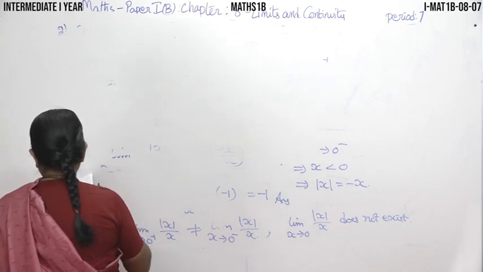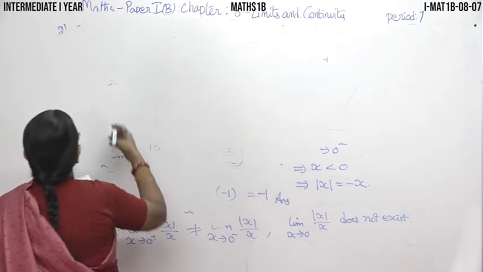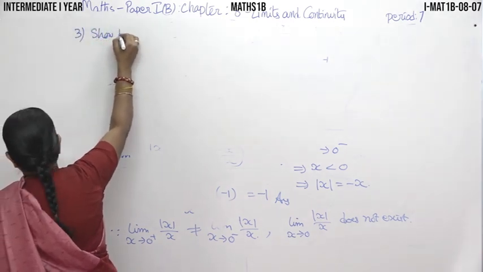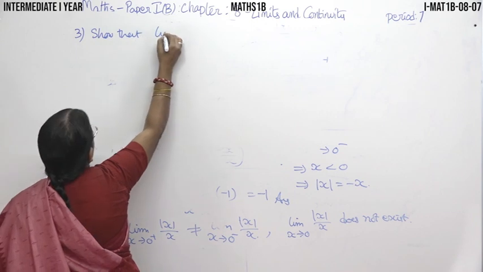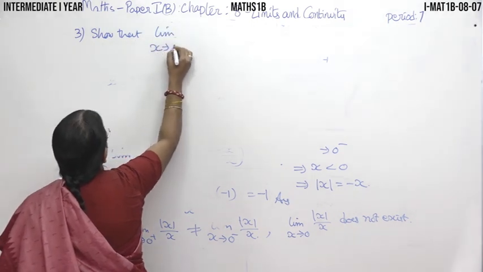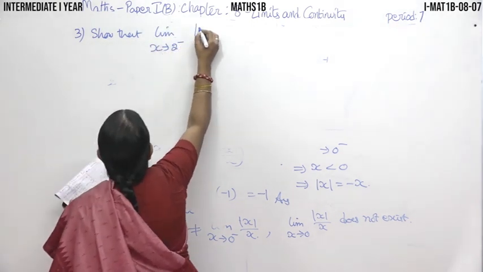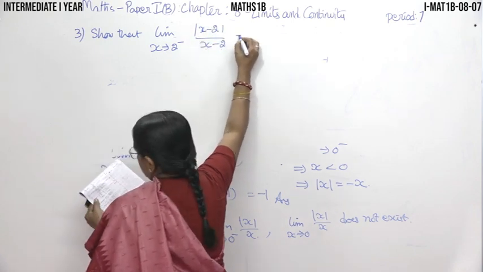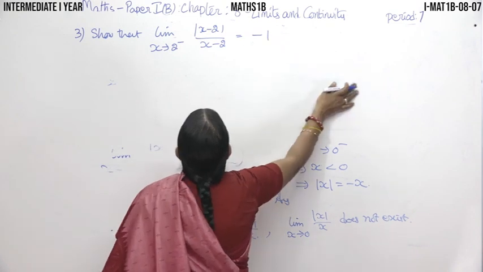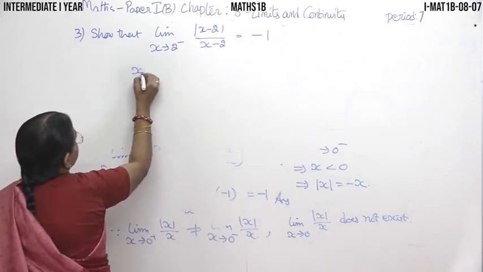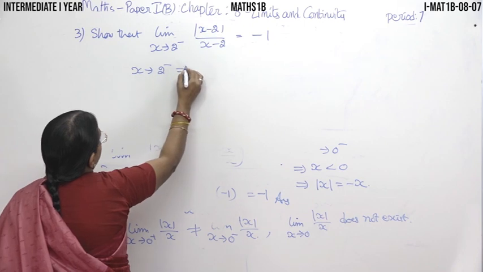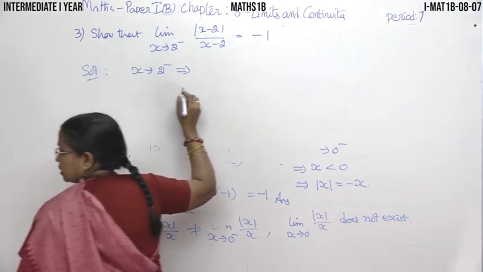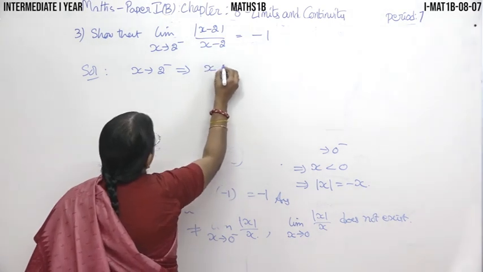Okay, next problem. This is again very important. Third problem: show that the limit as x tends to 2 minus of mod of x minus 2 by x minus 2 is equal to minus 1. So here you are given x tends to 2 minus. In the solution we'll write, x tends to 2 minus means x is less than 2.